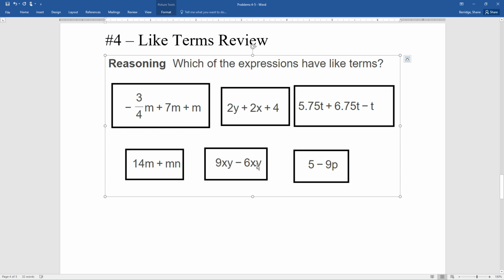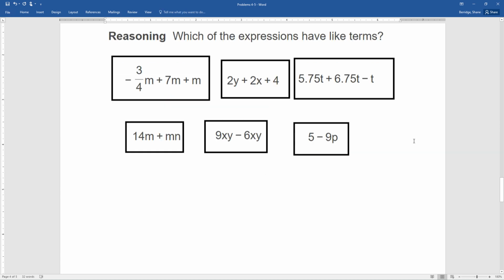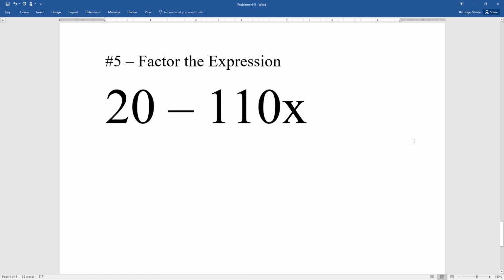This 9xy and 6xy, those are exactly the same, xy, so that is good. And this one down here, we have a constant and a 9p. So upper left, upper right, bottom middle, all like terms. If you have time, we have one more question today. If you don't get to it, that's okay. Here's number 5, our final factoring of our expression. If you want to pause, work through it if you have time, and I'll be right back with your solution.